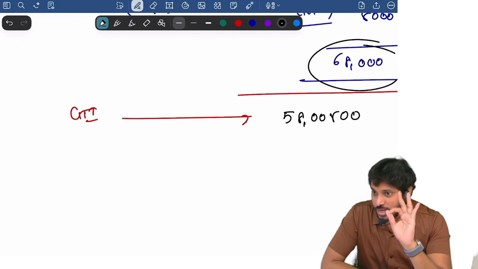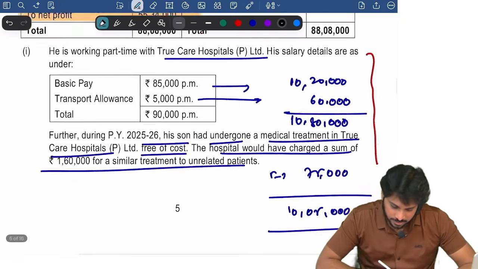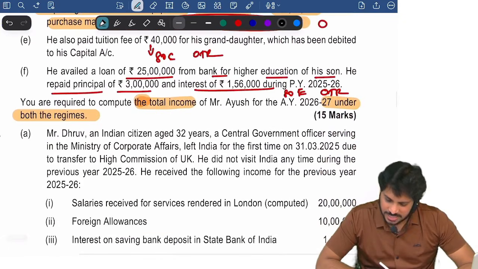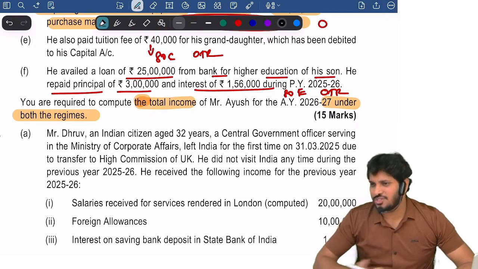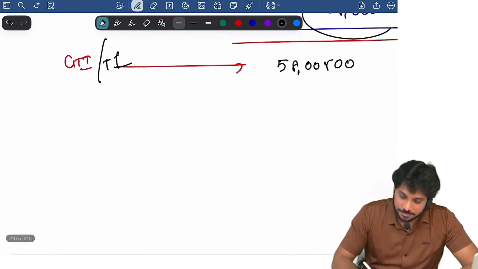Clear, all of you? Therefore, this itself is total income under default tax regime. And by the way, what is the question that they're asking? They're asking only total income. No need to compute tax liability, which is very easy. Yes or no? Now, I will compute under optional tax regime. Can I? This is default tax regime.